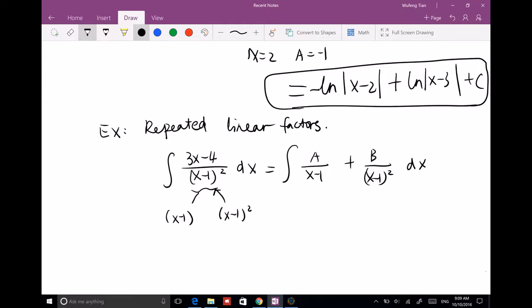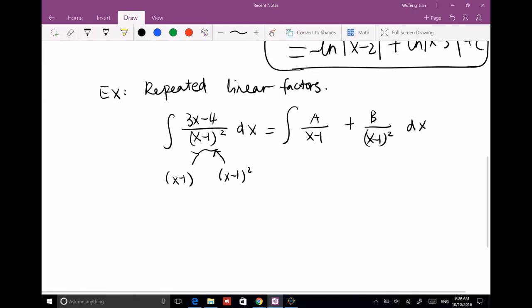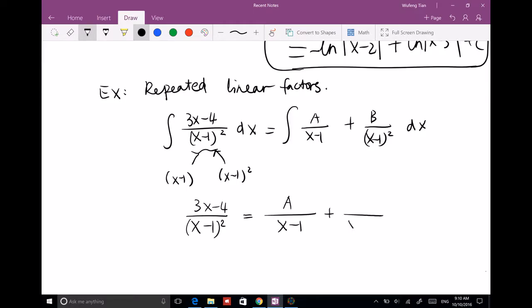The B, you may say, oh, maybe we don't have this part. Yeah, you're right, but we still have a B here, even if B is 0. So we just have to make sure all the possible factors are out, then find the coefficients. How do we find A and B is our next task. What we do next is to find what is A, what is B. We still have (x minus 1) squared.